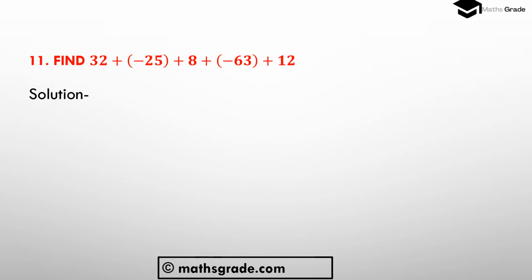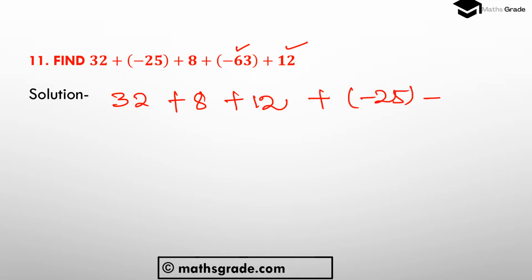Now question number 11. Find 32 plus minus 25 plus 8 plus minus 63 plus 12. Now add all the positive integers separately and add all the negative integers separately. Here 32 is a positive integer, 8 is a positive integer and 12 is a positive integer, and minus 25 and minus 63 are negative integers. Now 32 plus 8 is 40, 40 plus 12 is 52.